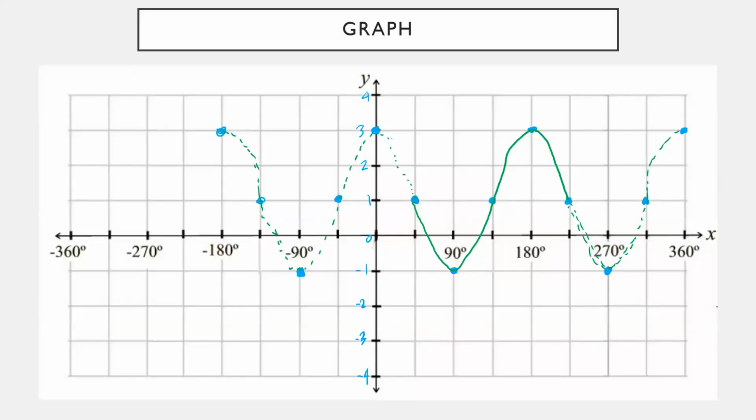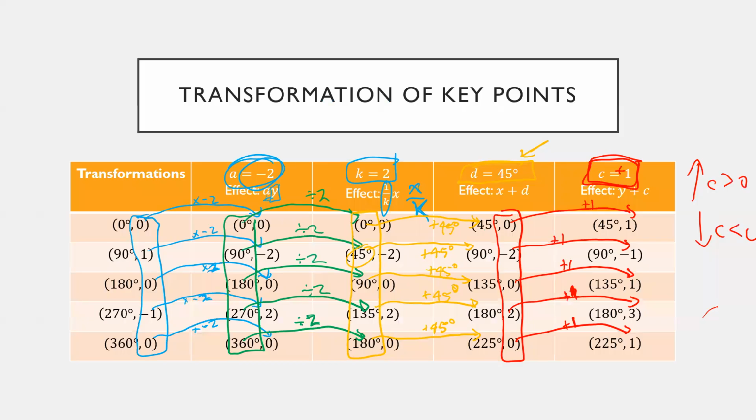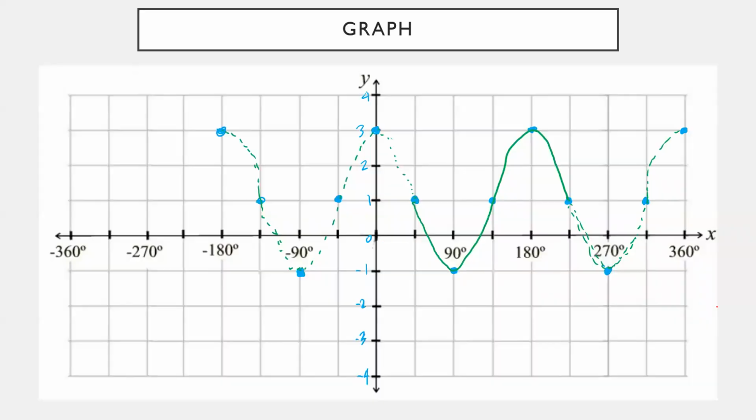So again, what this graph actually looks like step by step, I plot, and again, this is the way I would do it. I would just plot out the key points. So where did the key points get mapped to? So 45 degrees and -1 is right there. Then we had 90 degrees and -1 is right there. This is 135 degrees and 1, 180 degrees and 3.